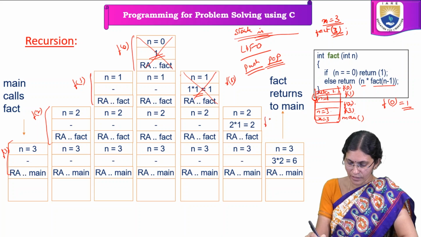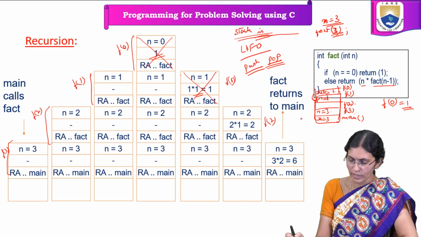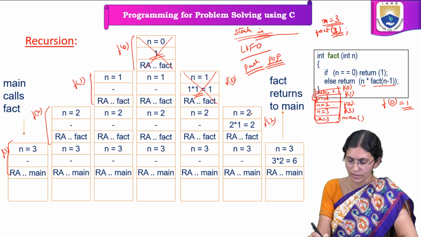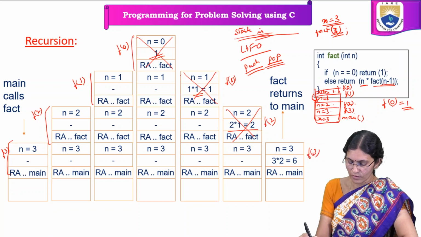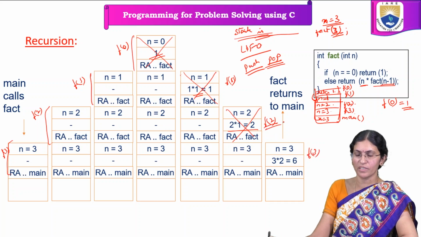Next after that, f of 2. So here in f of 2, the local variable n is equal to 2. So when n is equal to 2, it is 2 into factorial of 2 minus 1. So factorial of 1, we got it as 1. 2 into 1 is equal to 2. So now this value is returned and this activation record is deleted from the stack.